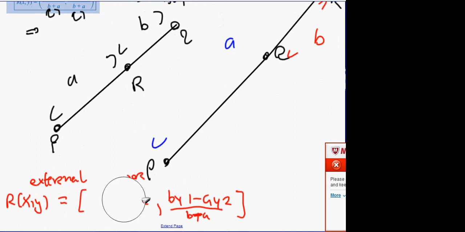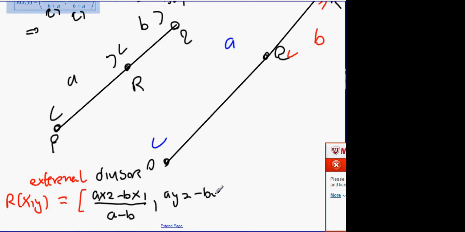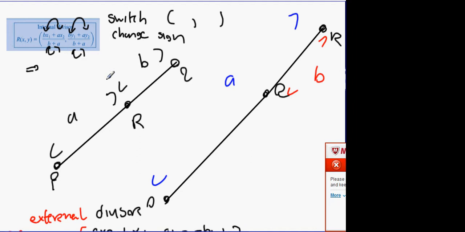So the first thing you gotta do is whatever one is in your notes, okay? You actually switch it first. So it becomes ax2 minus bx1, and it becomes a minus b on the bottom, and then beside that it becomes ay2 minus by1 all over a minus b. So basically switch their positions, change the sign.